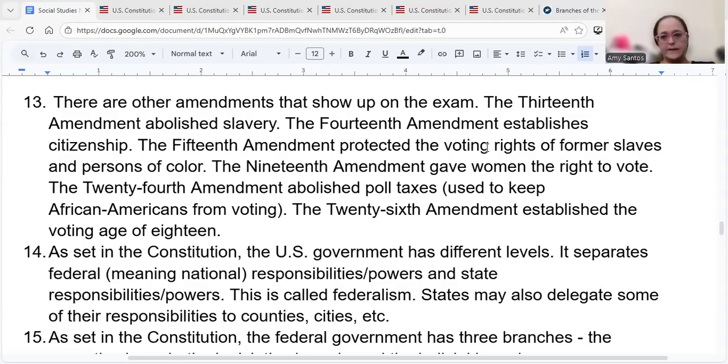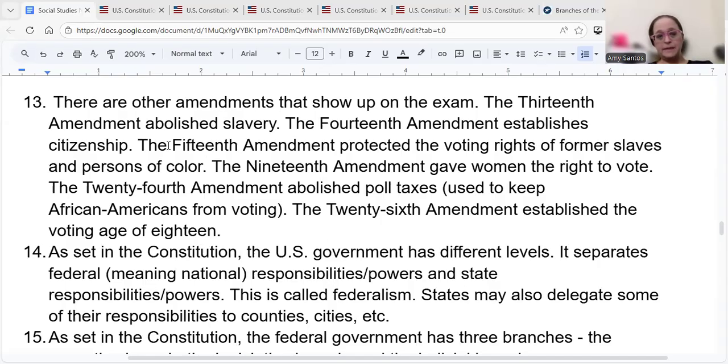This is Civics and Government Part 4. In the last part, we went through the first 10 amendments that were the Bill of Rights. I want to mention some other amendments that might show up on the exam.